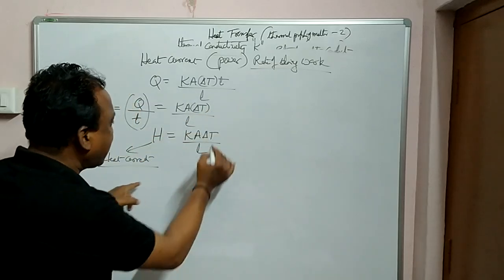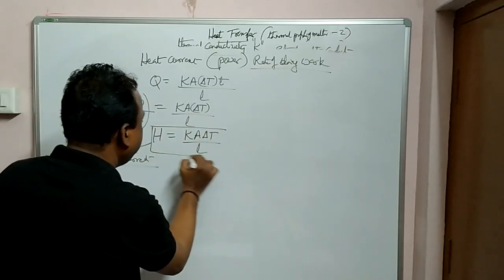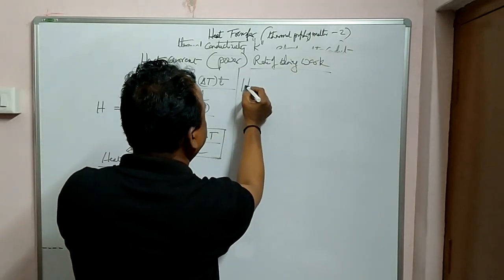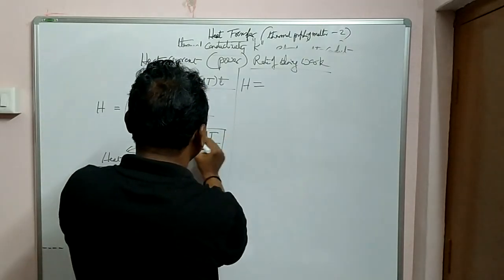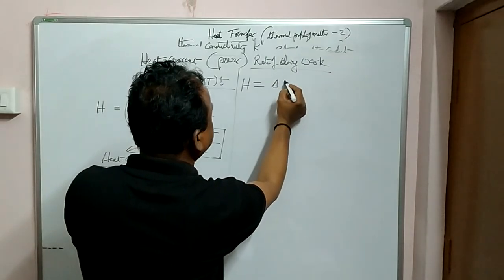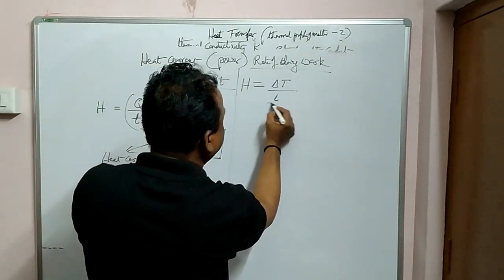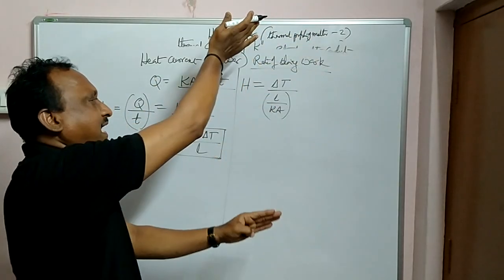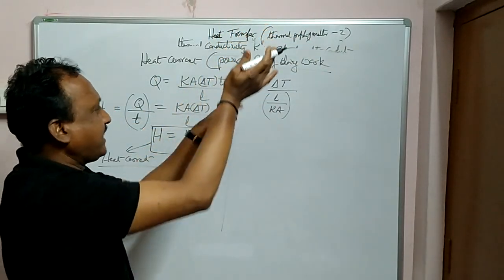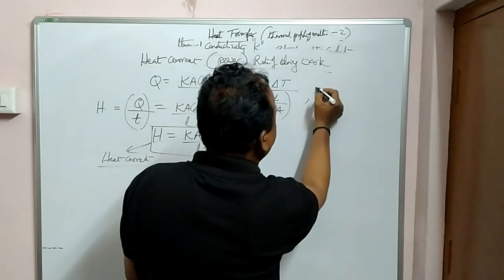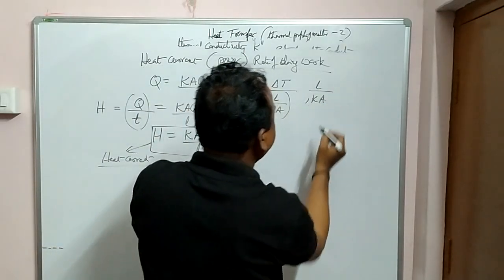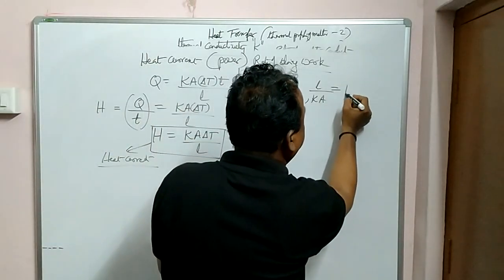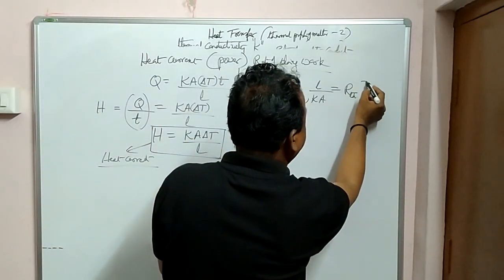Now this expression is very, very important. As and when needed, you can change this one. See here how I will change it. Heat current, I can express in this fashion: delta T by L by KA. Because when you take KA to the numerator again, it becomes the same equation. L by KA, that is length of the rod, thermal conductivity, area of cross section. This is called thermal resistance.